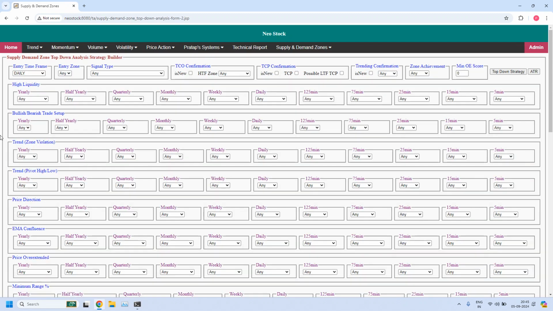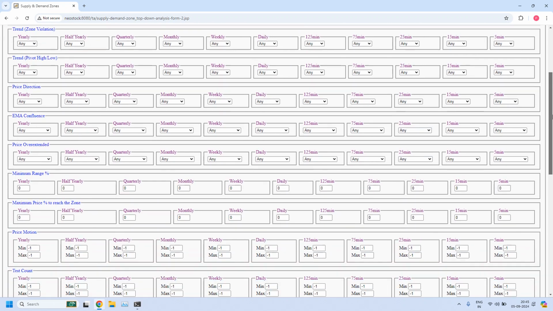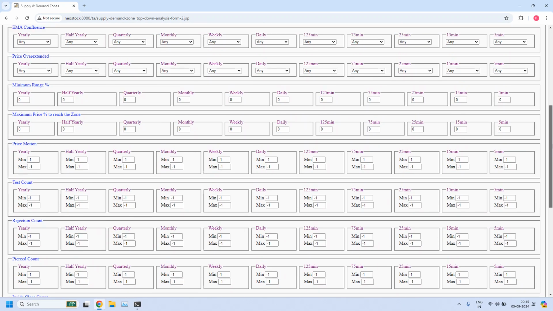Next report, monthly bearish trade setup. That means monthly income trade, bearish trade setup. Entry time frame is daily. Entry zone is supply zone. In bullish or bearish trade setup at daily time frame, I am selecting bearish. This daily supply zone should not be pierced. So in the pierced count, daily time frame, setting minimum value 0, maximum value 0.